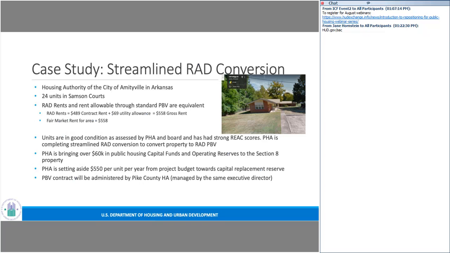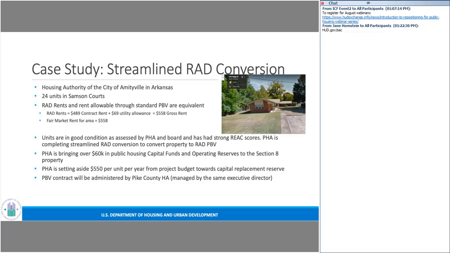So just as an example of a conversion that's about to happen through Streamlined RAD conversion, at the Housing Authority of the City of Amityville in Arkansas, all it has is 24 units in Sampson Courts near downtown. The RAD rents and the rents that it could get through the standard project-based voucher program are basically equivalent, or actually, just surprisingly, by coincidence equivalent. The RAD rents we published have a $489 contract rent. We estimate there to be a $69 utility allowance for a gross rent of $558, whereas we looked up the fair market rents for this area, and they're also $558.